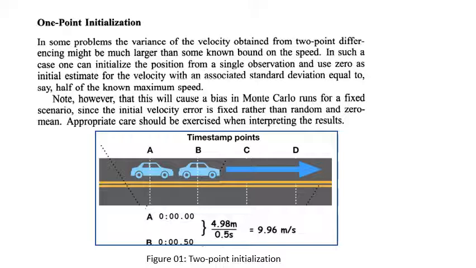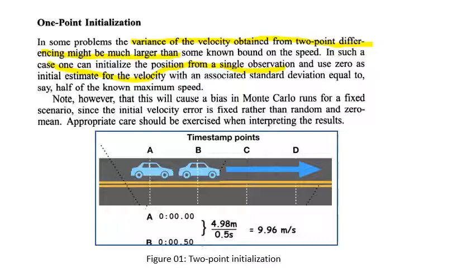Rather it was kind of a one point initialization, but I told you to give it different initial velocities. But generally in one point initialization, why do you do it? In certain problems you see the variance of the velocity from two-point differencing might be larger than the bound on the speed. This will present a bigger problem, especially when you are dealing with clutter and multiple targets in your scenario. So in such a case we can initialize from a single observation. The position is easy, the measurement is just the position, like in the two-point differencing.